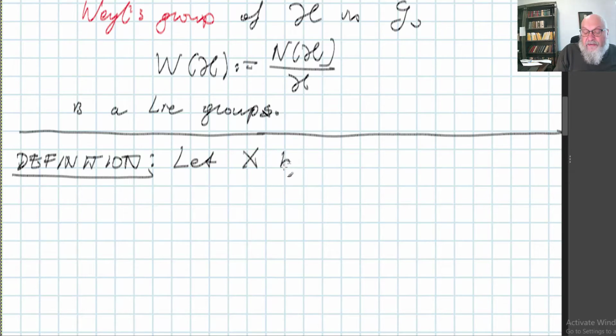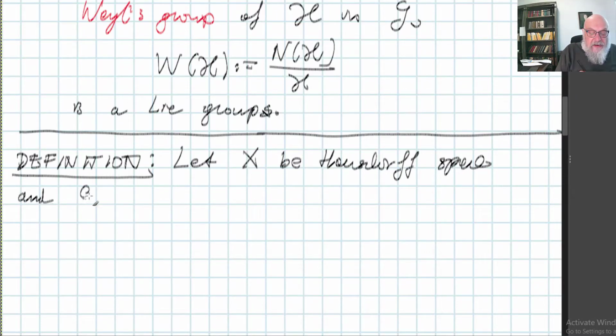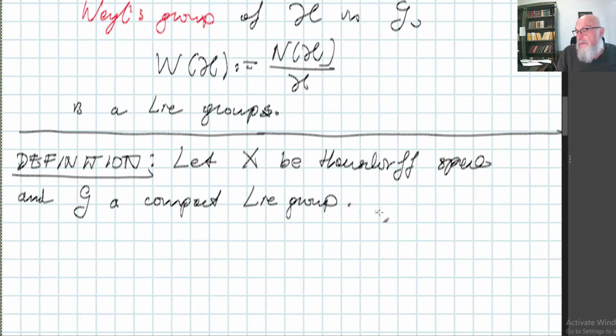X be a Hausdorff space. So this is a topological space. And again, we consider G a compact Lie group. And suppose we have here an action of the group G on the space X.